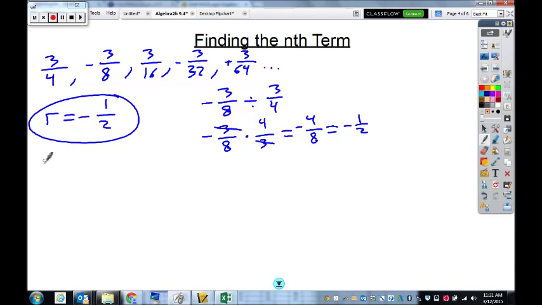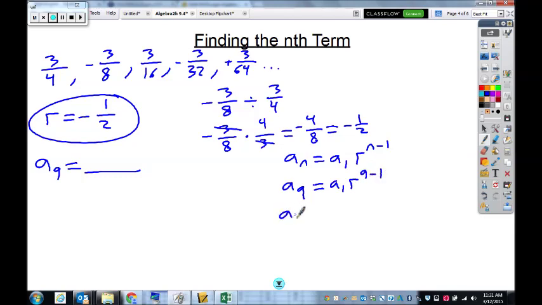All right. Well, we're trying to find a sub 9 equals, well, what? So I'm going to use my formula. Again, we have a sub n equals a sub 1 times r to the n minus 1. We're trying to find a sub 9, so r to the 9 minus 1. A sub 9 equals, well, I know a sub 1 is 3/4, and r is negative 1/2 to the 8th.